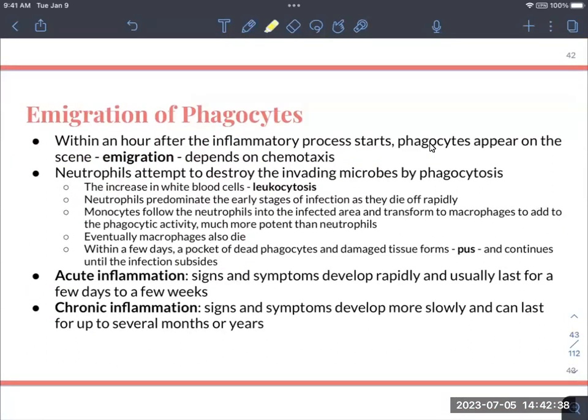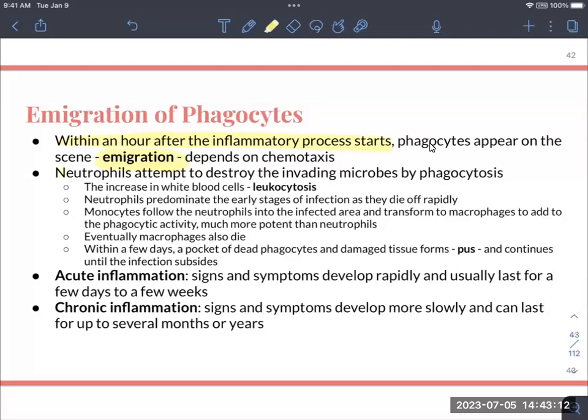So those phagocytes that have entered our bloodstream or entered our tissues, they enter through that emigration. It happens within an hour after that inflammatory process begins. They go through chemotaxis, and that just helps them travel through the tissues to their specific target area.